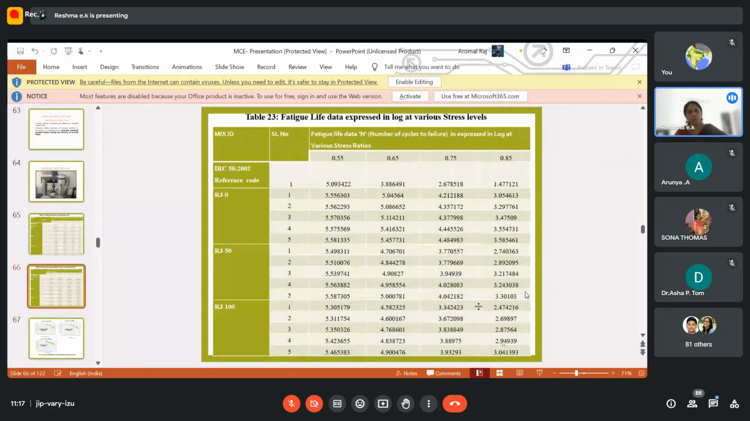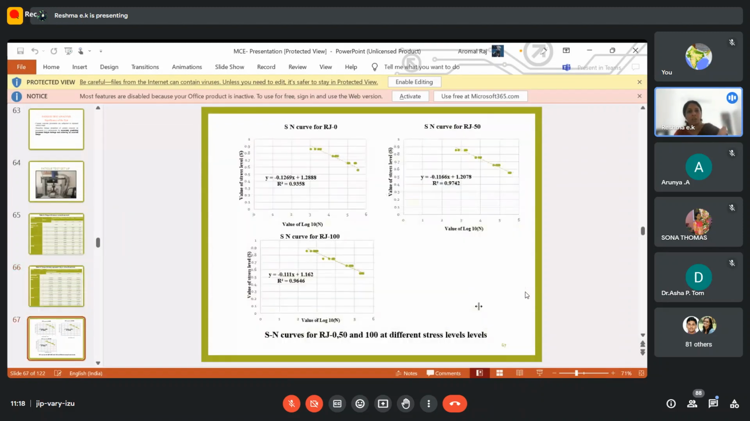So I converted all the values into log, which is required because the Euler equation is obtained only when we plot the stress level in terms of stress ratio on the x-axis, and the log value on the y-axis. This is also done in Excel because it's linear data. Regression analysis gives a linear equation, y equals mx plus c. That equation is called the Euler equation, which is given in IRC 58 also.